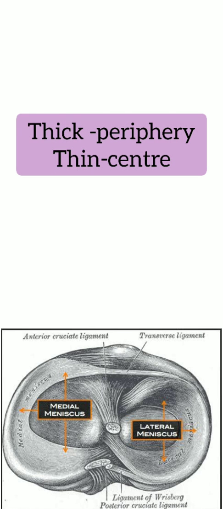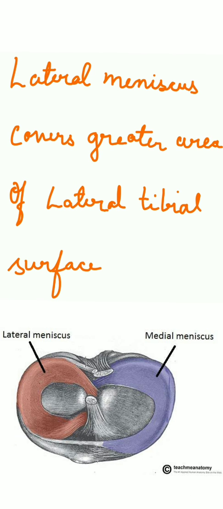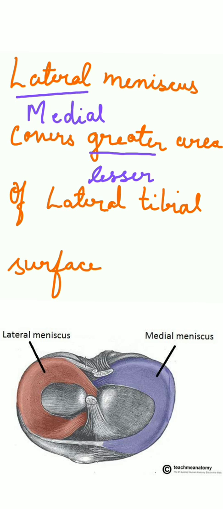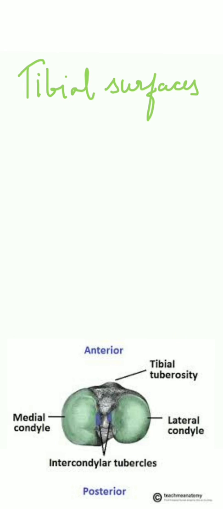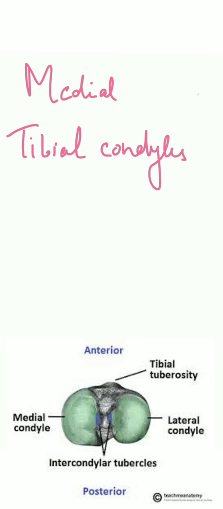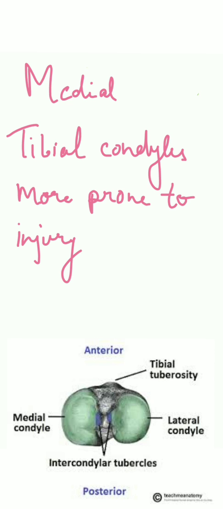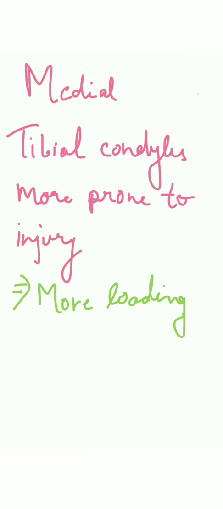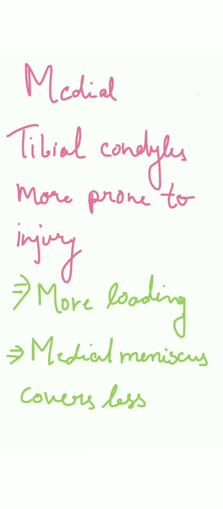The meniscus is thick at the periphery and thin at the center. The lateral meniscus covers a greater area of the lateral tibial surface, while the medial meniscus covers a lesser area of the medial tibial surface. These tibial surfaces are the tibial condyles. The medial tibial condyle is more prone to injury because it gets more loading, and the medial meniscus covers less surface area. Now we'll learn about meniscal attachment.